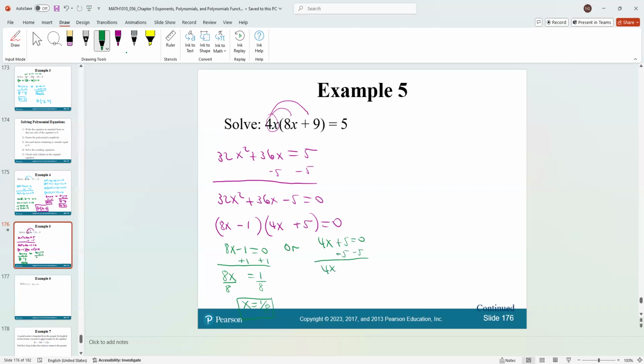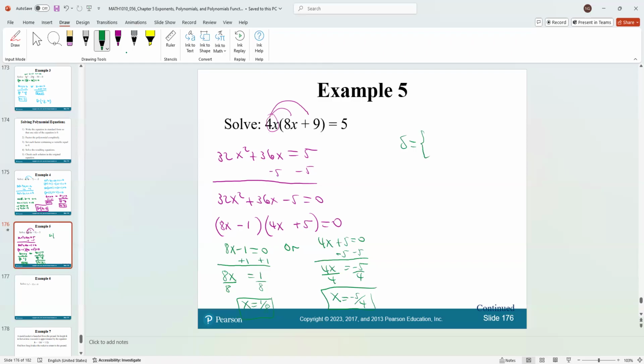Or you set the second parenthesis equal to 0 and subtract 5 from both sides. You have 4x equal -5. When we divide both sides by 4, x would be equal -5/4. So far, I don't take any time to verify if answers are solutions because we're dealing with polynomials.